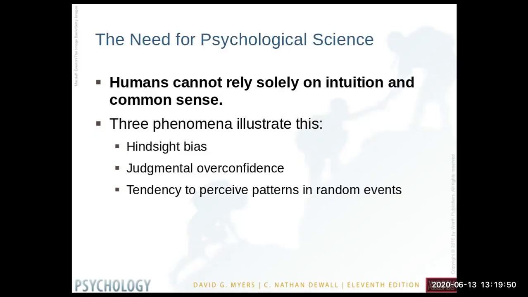And I will give you some examples of this. But the 3 phenomena that I'm going to talk about in this chapter illustrate the fact that we can't rely on our intuition, which by nature is faulty, as is potentially our common sense. The 3 things that illustrate this are called the hindsight bias, judgmental overconfidence, and the tendency to perceive patterns in random events. So we'll talk about these things, and as we will see, because of these things in nature, in the world, we can't just rely on our intuition.